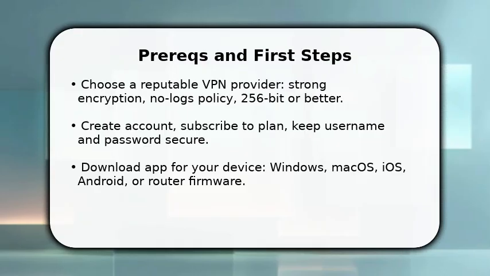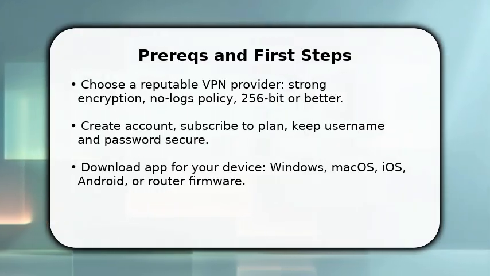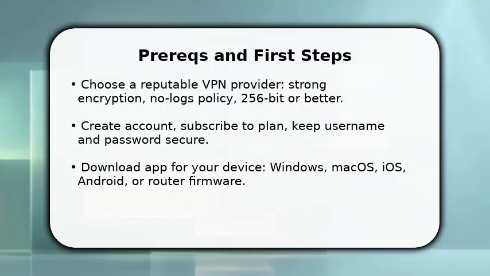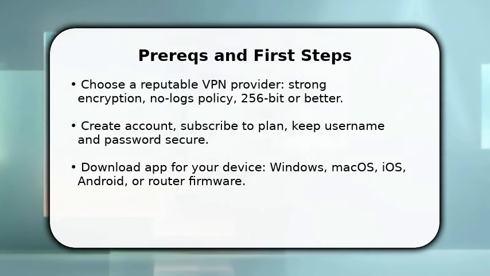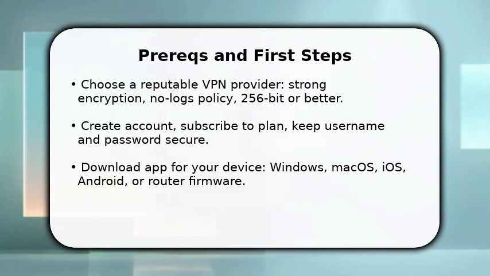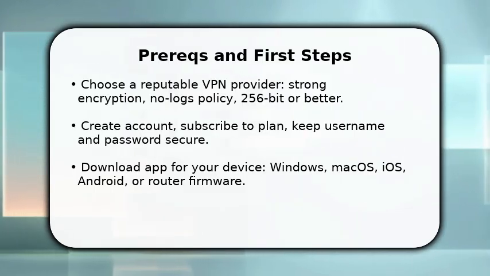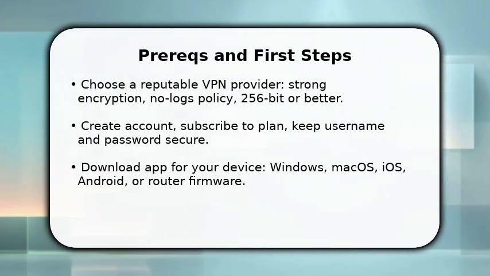You start by picking a reputable VPN so your traffic is actually private. Choose one with 256-bit encryption and a strict no-logs policy. Once selected, create an account and subscribe to the plan that fits your device count. After paying, download the native app for your platform, Windows, macOS, iOS, Android, or get the correct router firmware.